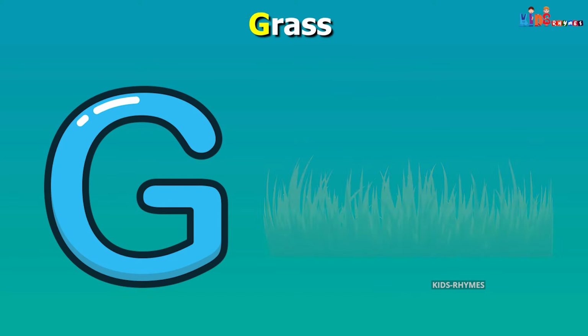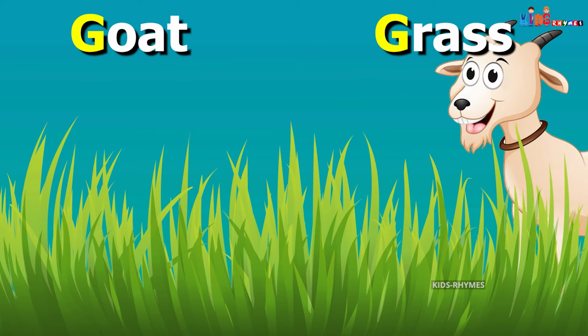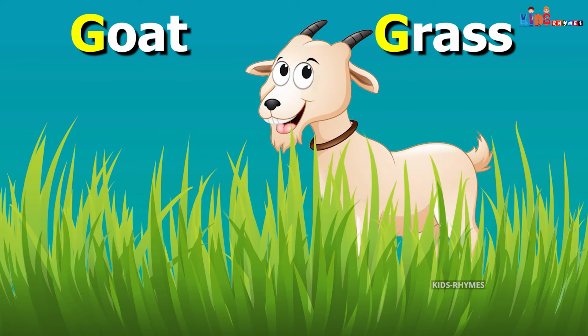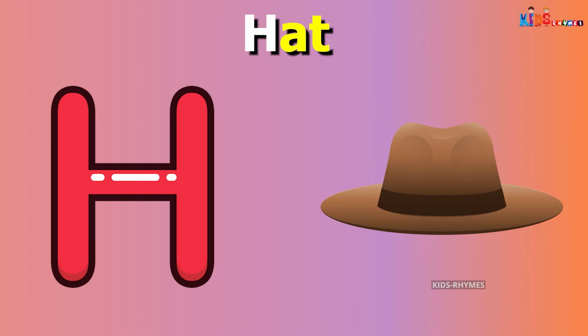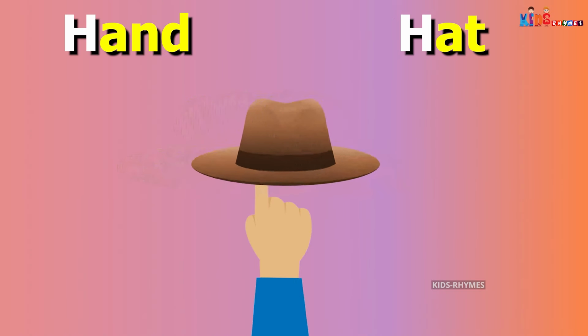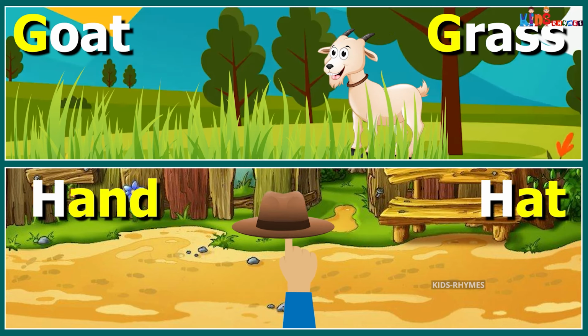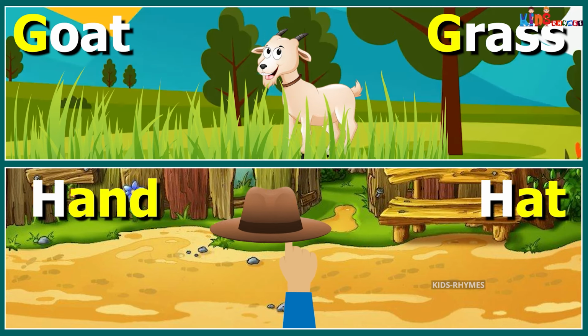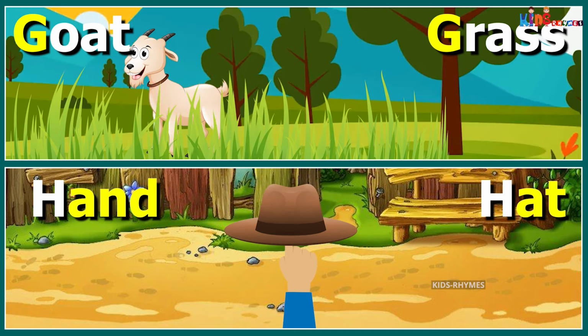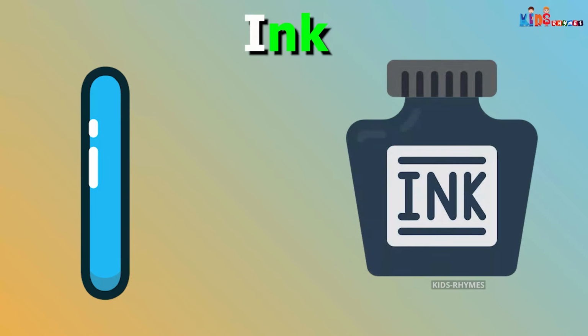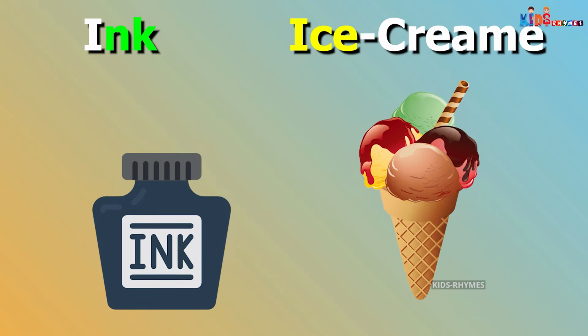Frog. G for grass. G, g, g. H for hand and H for hat. H, h, h. I for ink and I for ice cream. I, i, i.